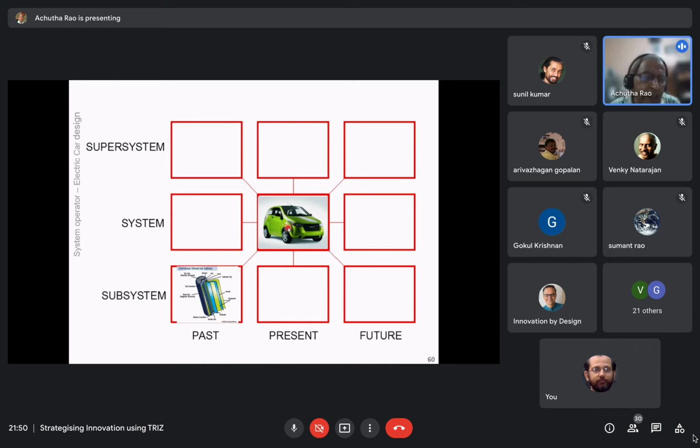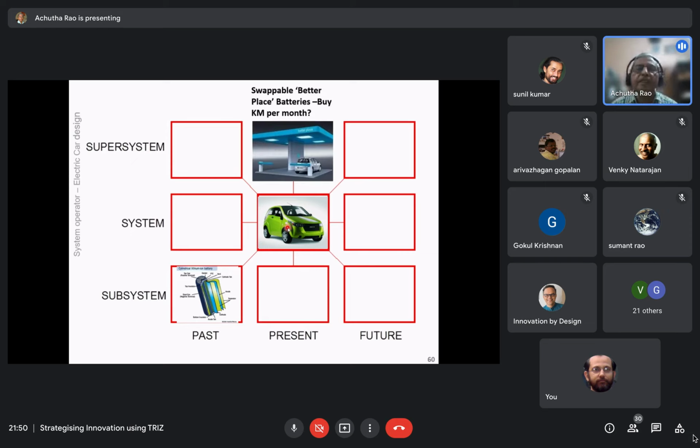The range was less than the length of the outer ring road, which is 62 kilometers. If I start from one point, I will not be reaching back home if I am in a Reva, because I cannot buy kilometers of power, right? Like at a petrol station, I can go to any petrol station and fill petrol. Until a supersystem exists, this innovation suffers.